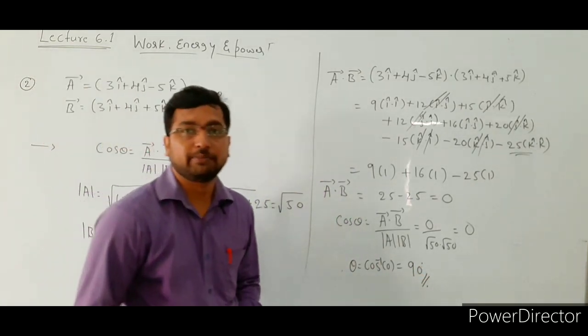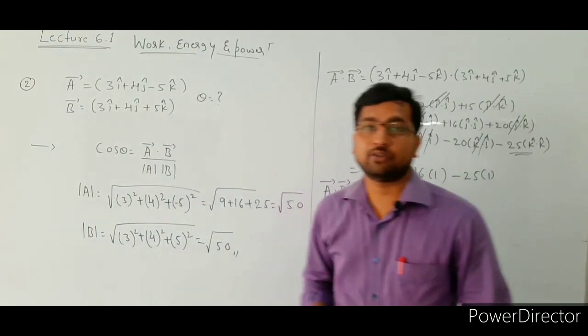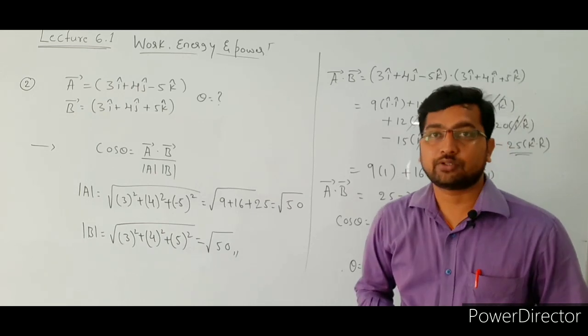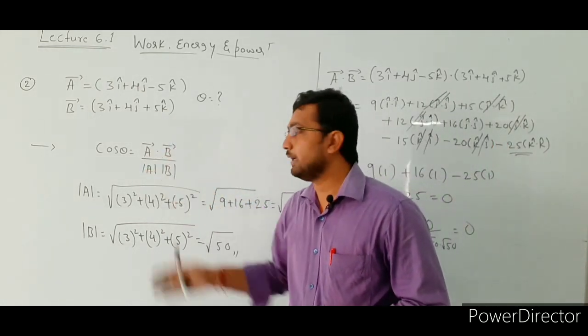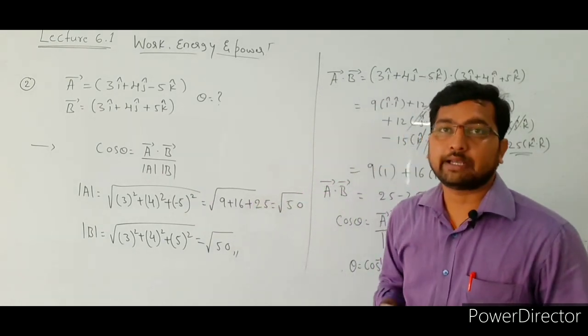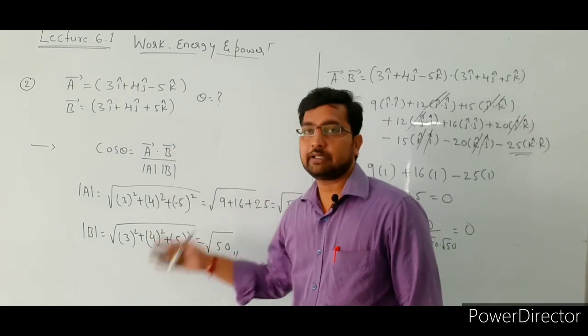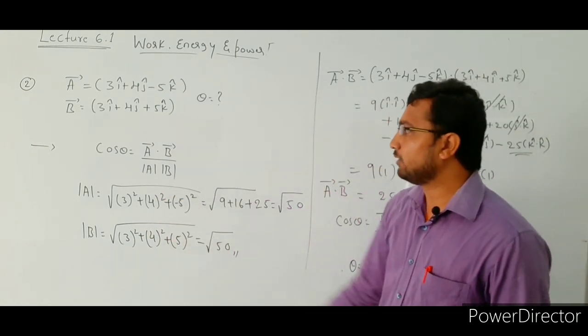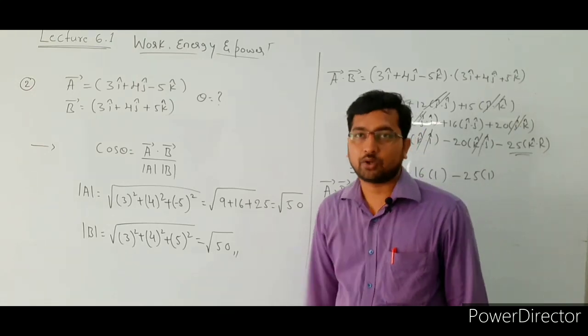Okay, so in this problem they have given the two vectors, A vector and B vector. Here we are going to find the angle between these two vectors. The formula is cos theta is equal to A vector dot B vector divided by magnitude of A vector into magnitude of B vector. First we find the magnitudes: the magnitude of A vector is root 50, and the magnitude of B vector is also root 50.